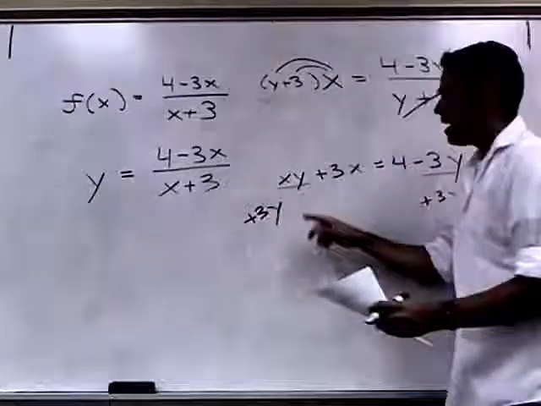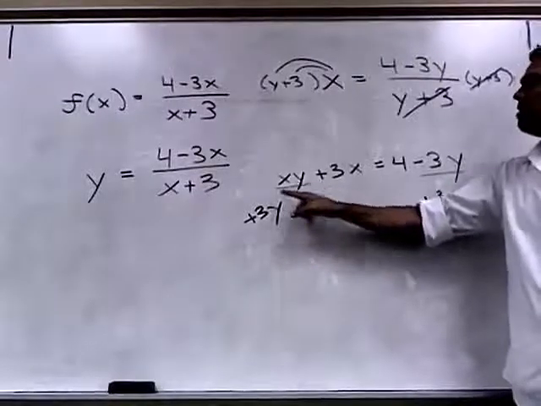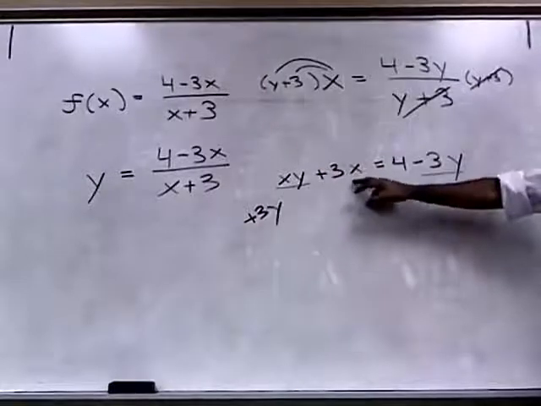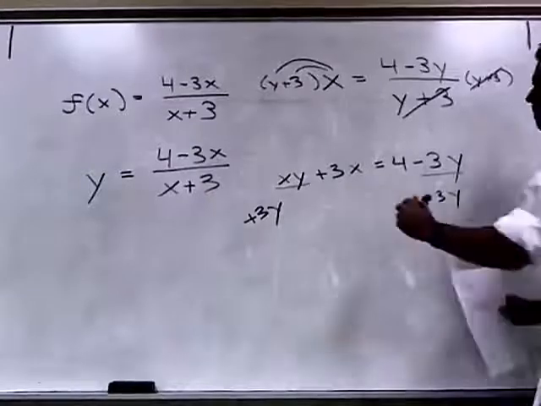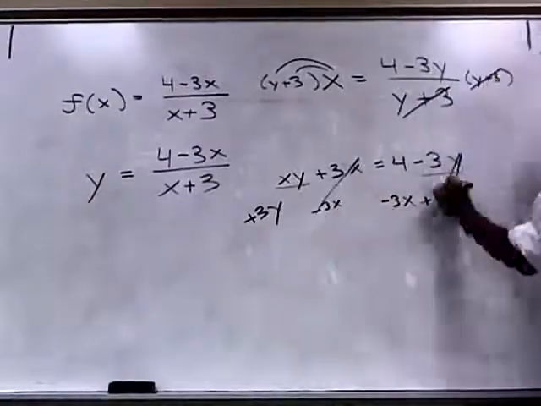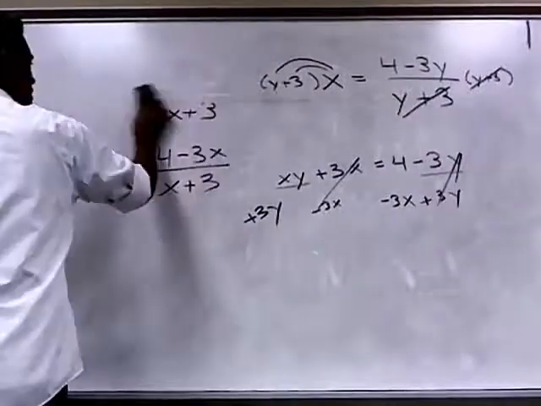Can I put these two together? No, because they're not like terms. This one has an x and a y, this one only has y. So we're just going to put them side by side over there. Over here I need to get rid of the 3x, so I subtract 3x on both sides to get it to the other side. So negative 3x here, negative 3x here. So these cancel here, and what I'm left with is, on the left side, what?